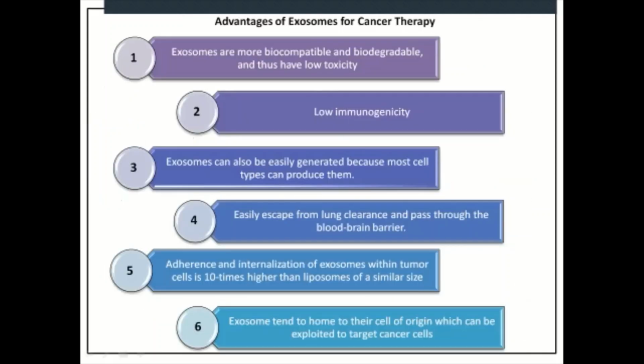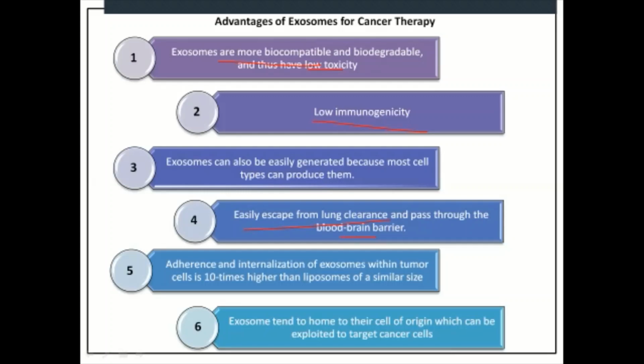So what are the advantages of using exosome-based cancer therapies? The first one is that exosomes are much more biodegradable and biocompatible, and therefore they have much lower toxicity. At the same time, because they're almost always isolated from a self source, they have low immunogenicity. As well, exosomes can be isolated or harvested in huge quantity because almost all types of cells produce them, and in very high numbers also. And exosomes are easily cleared from the lung, and also exosomes can enter the blood brain barrier, which is immensely important in treatment of gliomas.